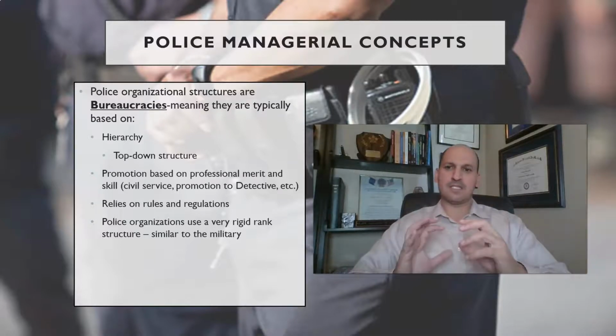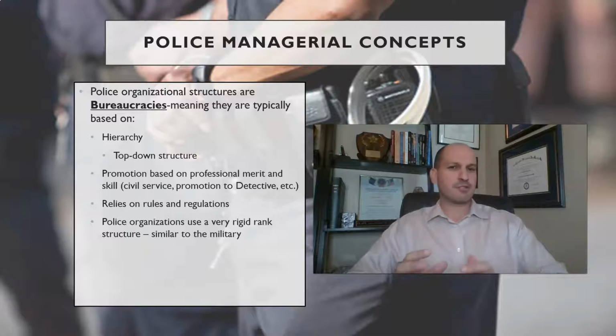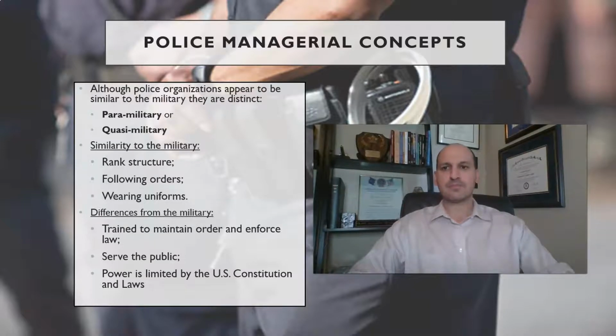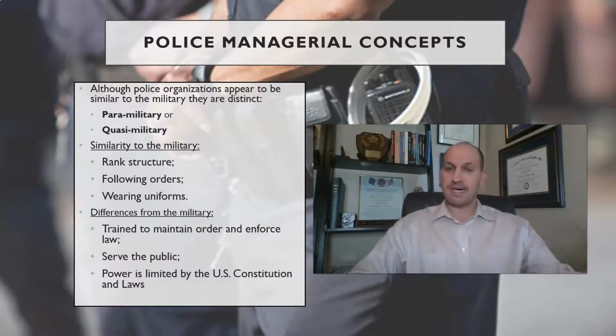But when we think about bureaucracies in the traditional sense, the traditional definition, it describes an organization, a public organization primarily, with a top-down structure, that relies on merit, skill, rules and regulations. So, although police organizations are bureaucracies and they reflect the military model, to many people often people look at the police and equate that with the military, for good reason. They're not the same as the military. They're what are known as paramilitary or quasi-military. Either of these terms is acceptable, and what they describe are organizations that are similar to the military but not the same as the military.